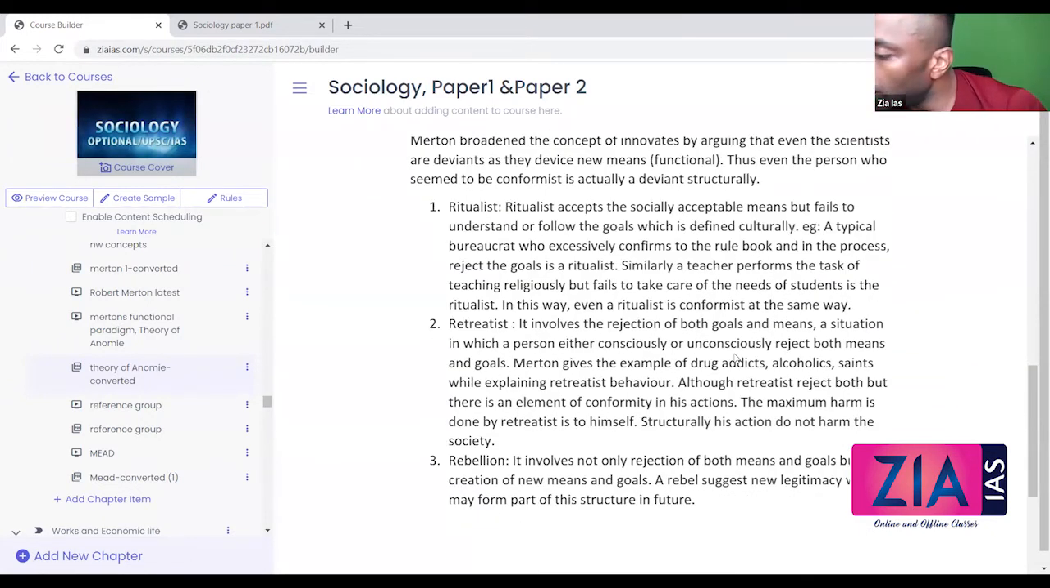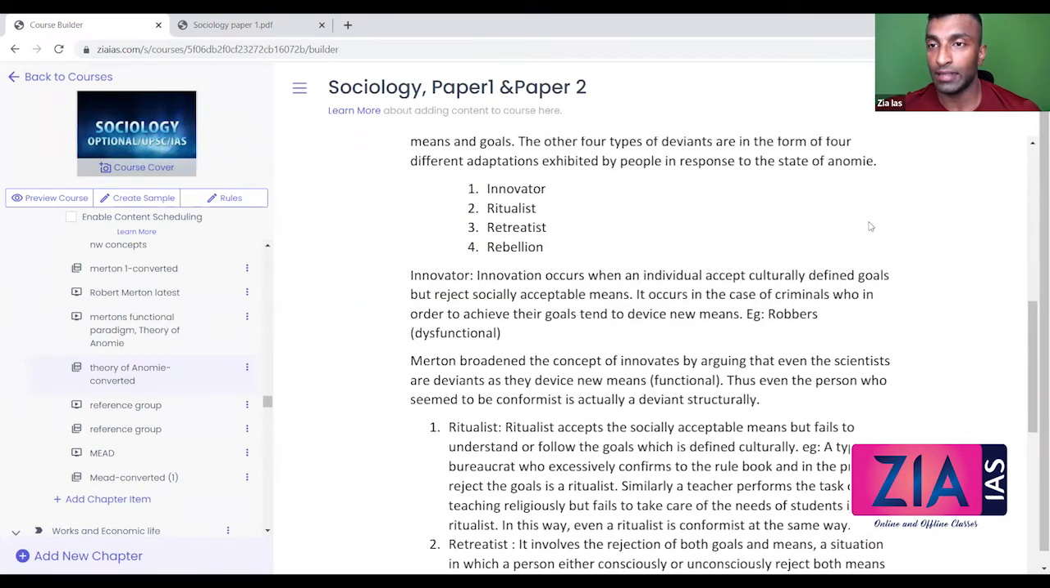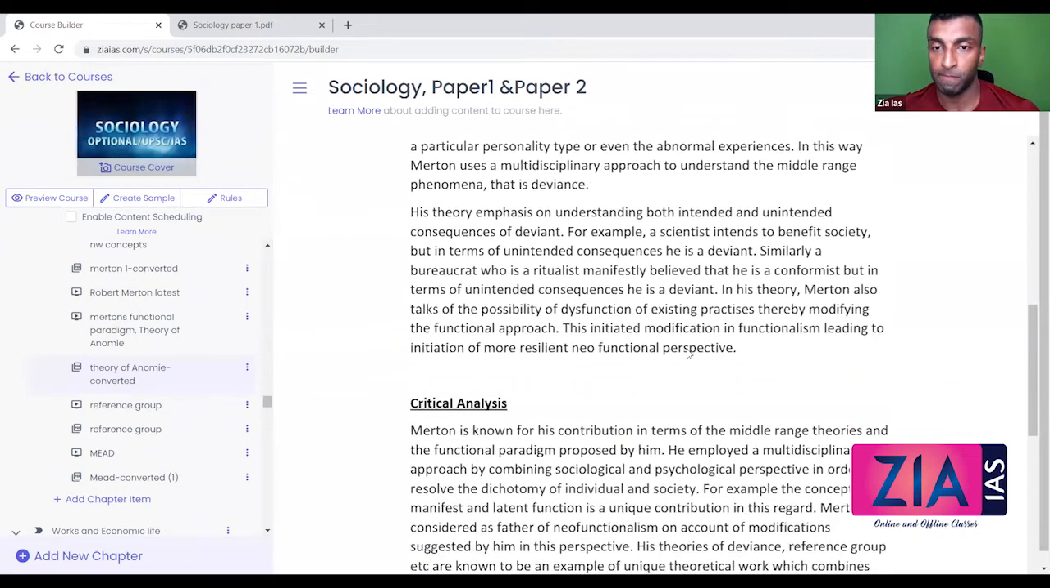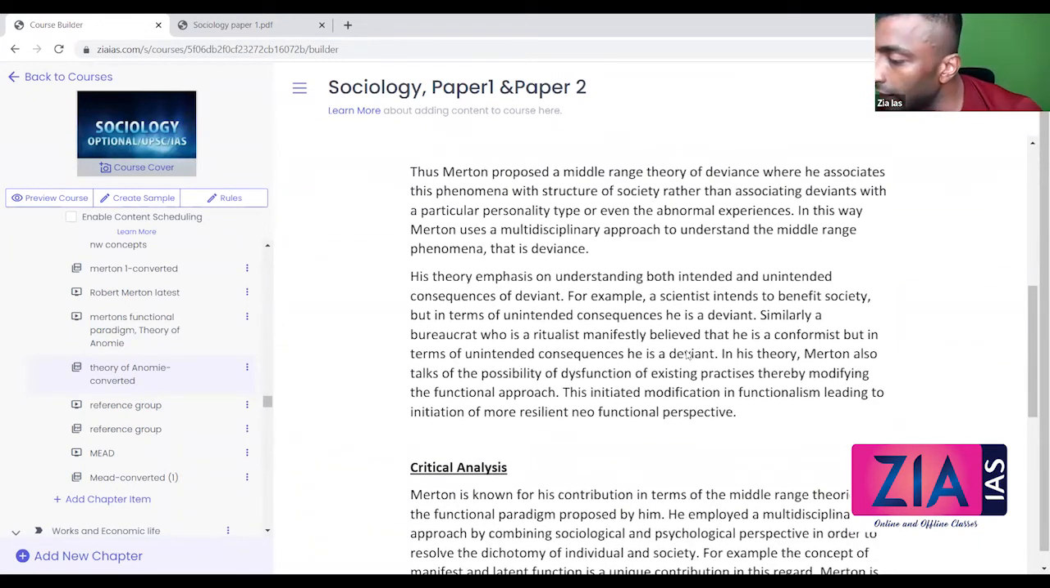Can you see here, guys? Even a ritualist is a conformist in the same way. I've explained it in detail so that you can relate it. Yesterday only I think we have done this. At the same time, towards the end also, we have mentioned this. A scientist intends to benefit society, but in terms of unintended consequences, he's a deviant. So I've told this point clearly. Manifestly, he is a conformist, but in terms of unintended consequences, he's structurally a deviant.